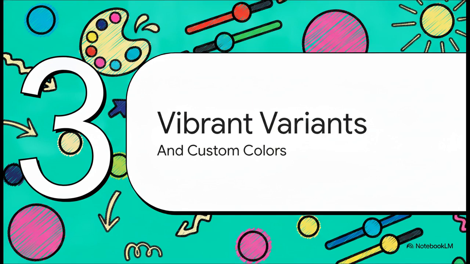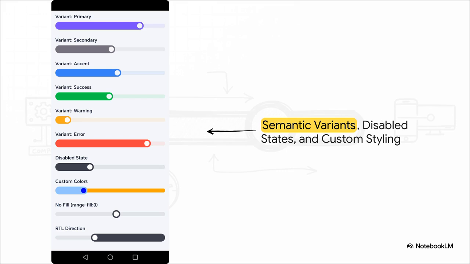Let's step up the visual excitement in part 3, vibrant variants and custom colors. When we talk about out-of-the-box styling options, the semantic variants are just stunning. We've got a striking primary purple, an accent blue, a bright success green, warning yellow, and an undeniable error red. Plus, there's a really clear muted disabled state that instantly communicates to the user, hey, interaction is locked here.